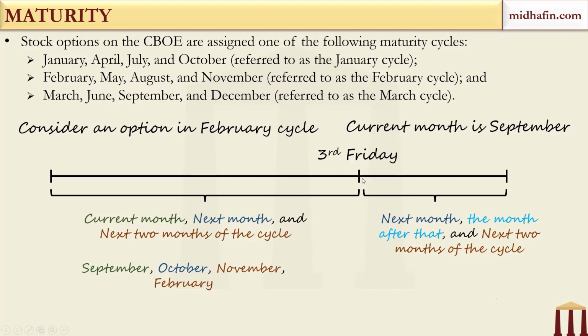Okay. If it's after third Friday of the month, that is after third Friday of September, it will be next month, that is October, the month after that, that is November, and then you will see the next 2 months of the given cycle. So it's February cycle. Now I will look here again: February, May, August, November. November is already here. I have to take 2 months after this. That will be February and May again. So February and May. It's a cycle, right? So October and November are for this year, and February and May will be for the next year. Okay, that's how maturities are decided.